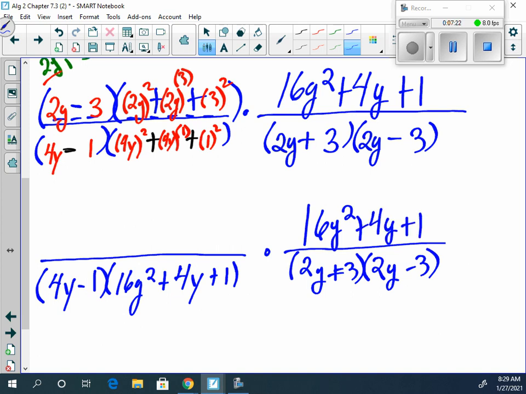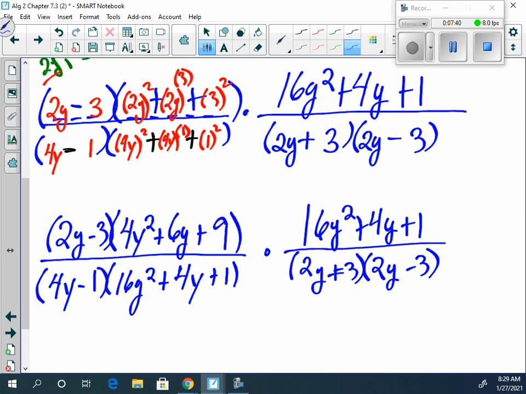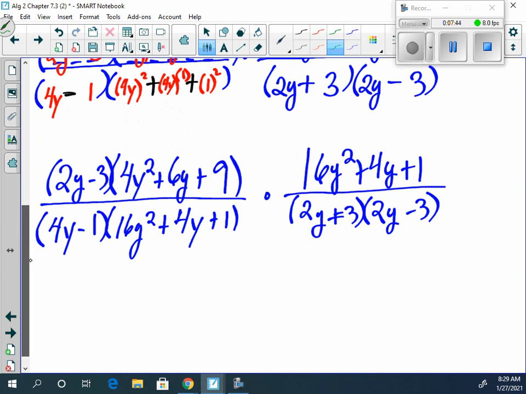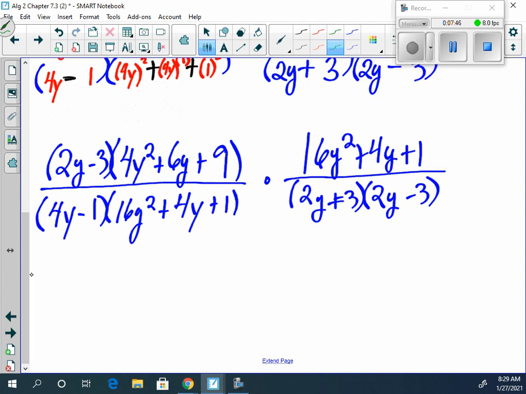Now, we'll have to simplify the top of the first rational expression. 2y squared, well, 2 squared is 4, so 4y squared. 2y times 3 is plus 6y plus 9. Any questions on how we got to this point here?